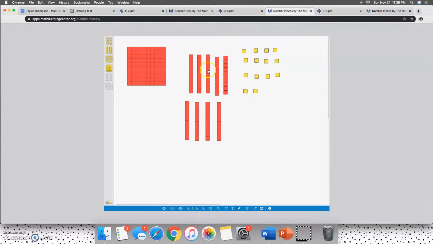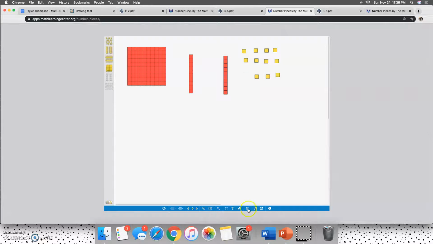So we have 204. What we want to get to is take away 78. So this is 10, 20, 30, 40, 50, 60, 70, 1, 2, 3, 4, 5, 6, 7, 8. So we took away 78.